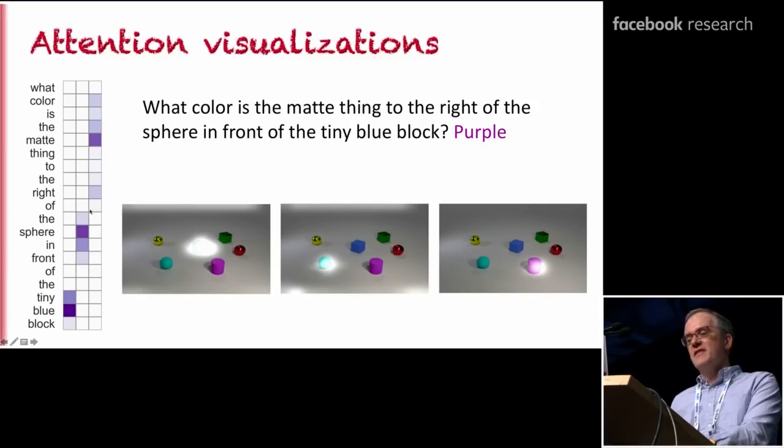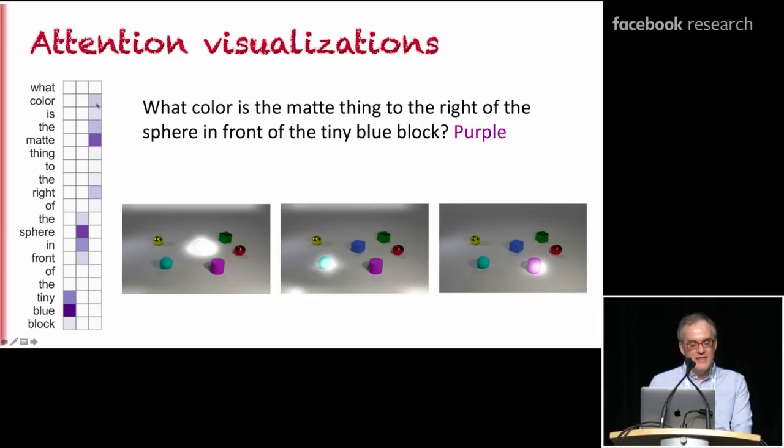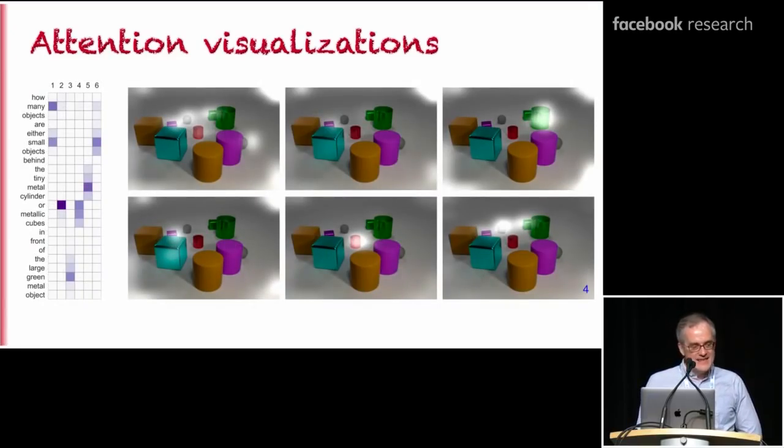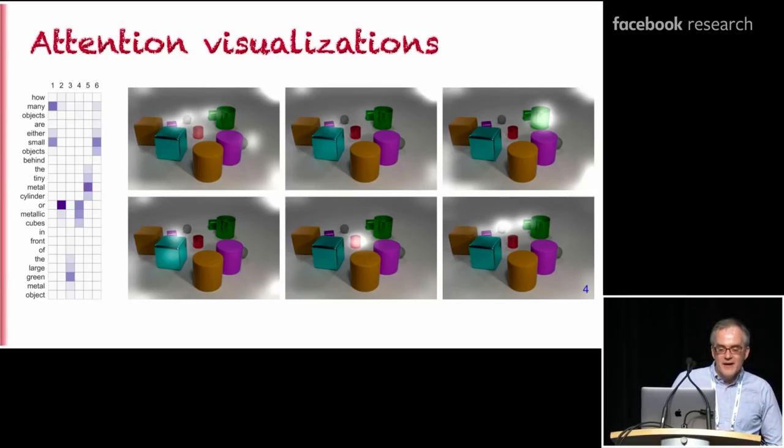Then it focuses on the sphere in front of, and it finds the sphere in front of. Then it says what color is the matte, and it focuses on the what color is the matte, and it answers it correctly and gives the answer purple. Here's a more complex and harder to see example. How many objects are either small objects behind the teeny metal cylinder or metallic cubes in front of the large green metal object? I can barely read this myself.